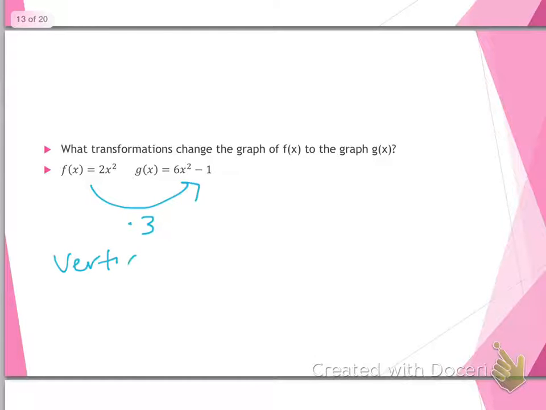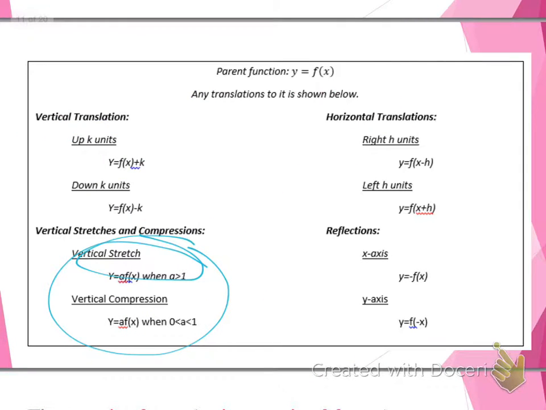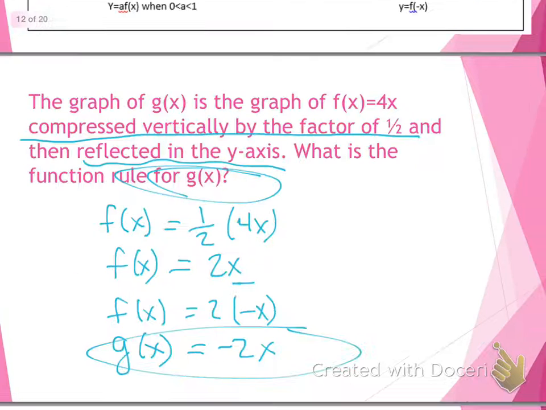So vertical stretch by 3. And then we also have this minus 1. It's sitting on the outside, so if we go back, which one of these has it sitting on the outside? Well, our k's are on the outside of this one, and we're subtracting 1. So we're going down 1 unit.